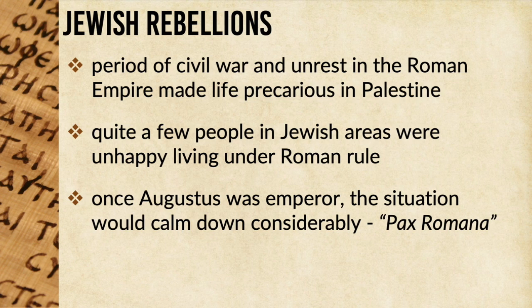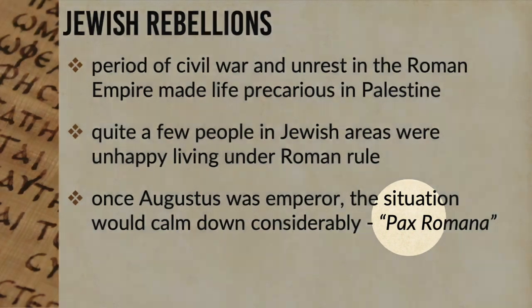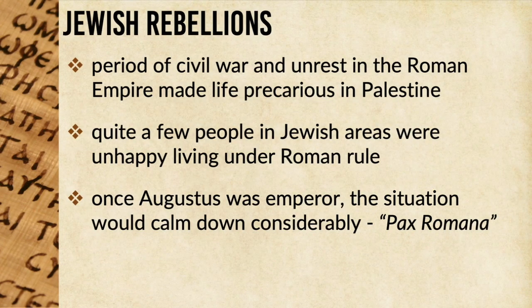You may remember from studying in school something called the Pax Romana. What it means is the Roman peace. And Augustus is able to establish that so that, generally speaking, at this point in time, things are pretty calm in the Roman Empire. There aren't a lot of rebellions going on. There aren't a lot of wars going on. People are peaceful. People are prosperous.